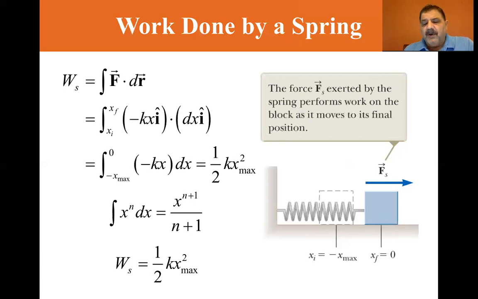For this part of the motion, the spring force is to the left and the displacement is to the right. So if they're in opposite directions, the work is negative. The net work done by the spring force on the block as it moves from minus x max to x max is 0.